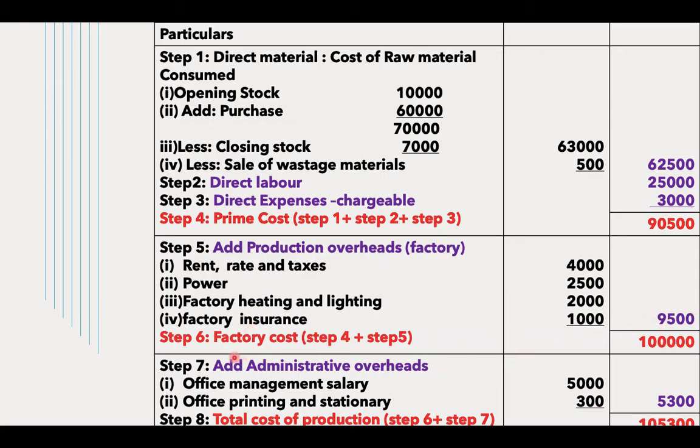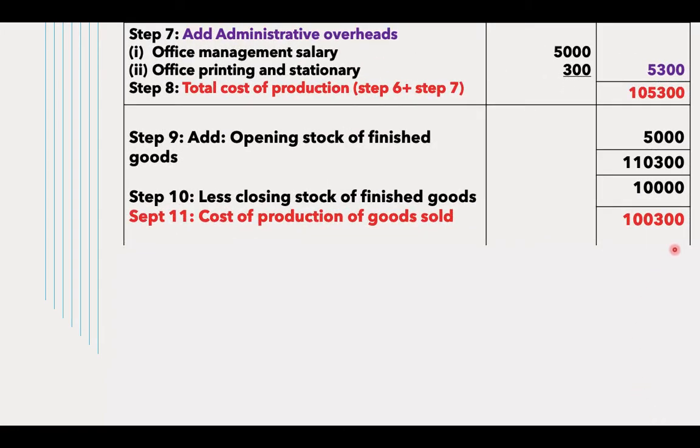Along with the factory cost, we have to add the administrative overheads. Administrative overheads from the problem we have office management salary 5,000, office printing and stationery 300. So if we add these two items, we will be getting the answer as 5,300. So we will be getting the total cost of production as 1,05,300. It is still continued. Along with the cost of production, this is what we have seen in the previous slide. Total cost of production 1,05,300.